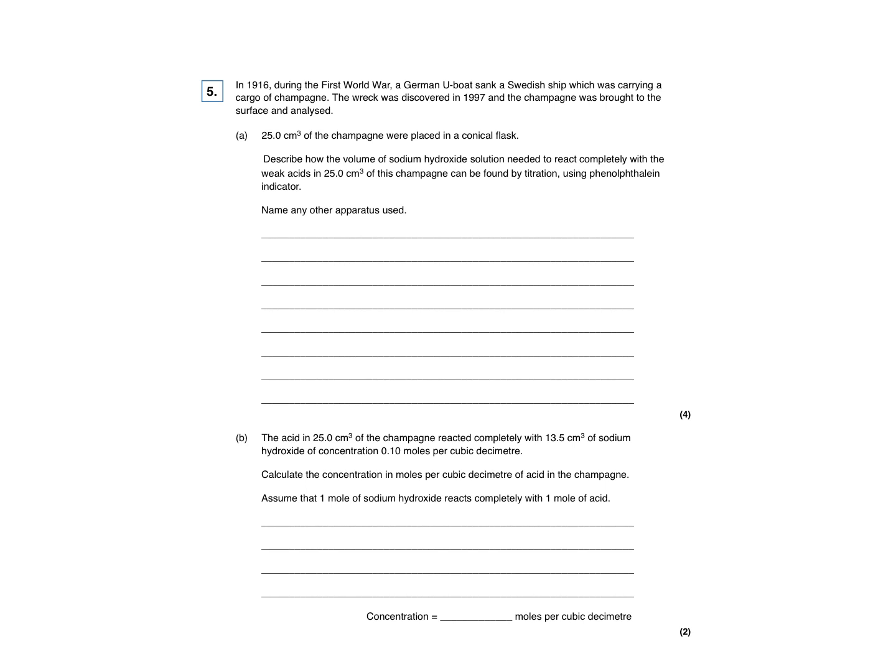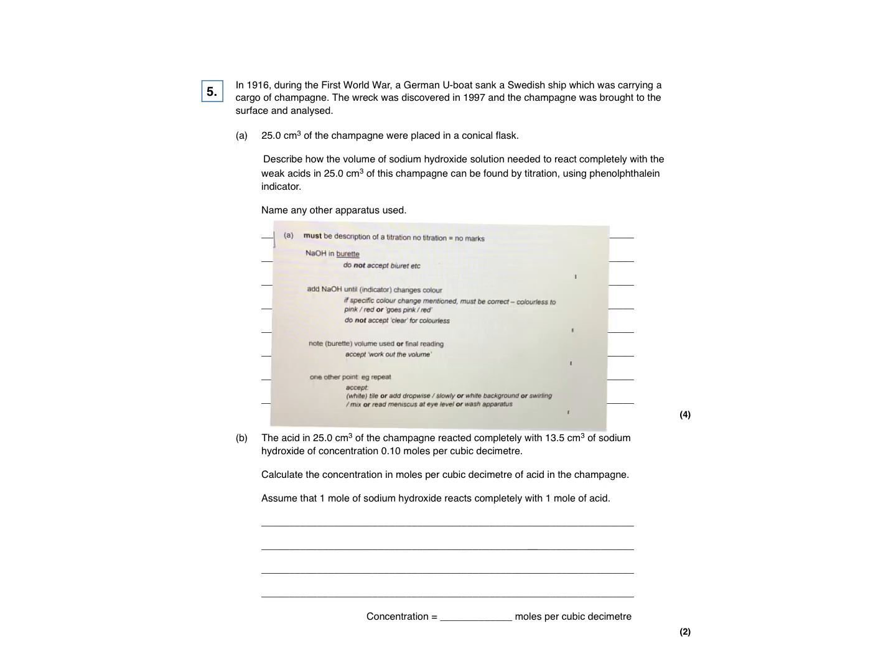Name any apparatus. So it's the same kind of question over and over again, asking you about the process of titration. So please look at some of the answers used. Placing the NaOH in the burette, we added NaOH until the indicator changed colour. Note the volume used or the final reading. One other point: repeat, or accept the white tile, or adding dropwise, white background, swirling. So very similar to a question we did earlier.